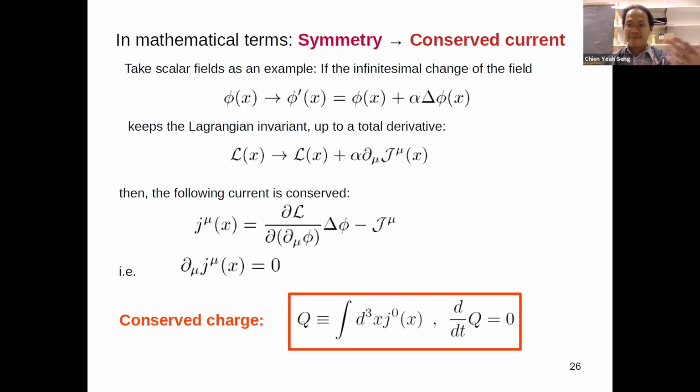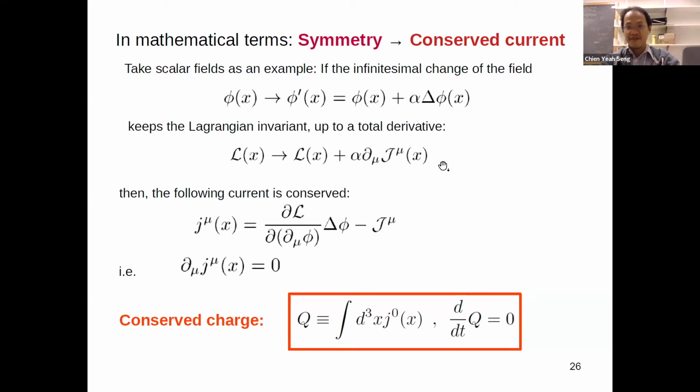Now, in mathematical terms, in quantum field theory, a symmetry corresponds to an invariance of the action under certain operation, and a symmetry will give rise to a conserved current. So this derivation can be found in any QFT textbook. If you take a scalar field as an example, if you do an infinitesimal change of the field, which keeps the Lagrangian invariant up to a total derivative.